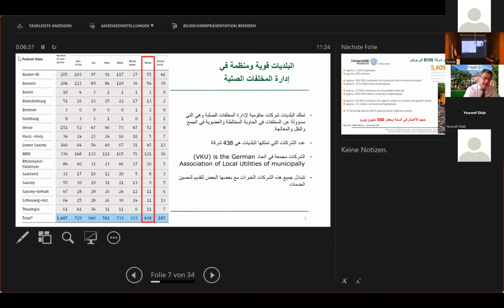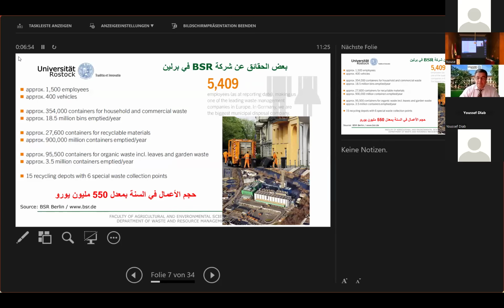If we compare this to the municipalities in the MENA region, we have to support our municipalities in the MENA region to be strong and to manage waste management. Municipalities are very important as the end point for waste management.